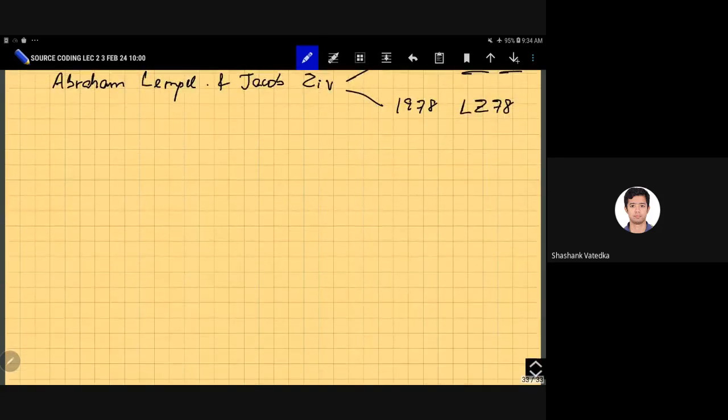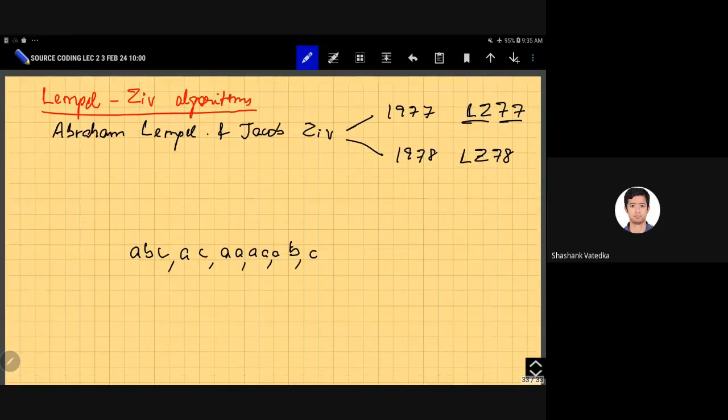So the idea is the following: given a particular observed sequence, you first partition the sequence into phrases. Maybe this is one partition. The LZ algorithms have a rule as to how you partition the sequence into phrases, but at a high level you partition the sequence into phrases and then encode each phrase. So how do we partition the sequence into phrases?